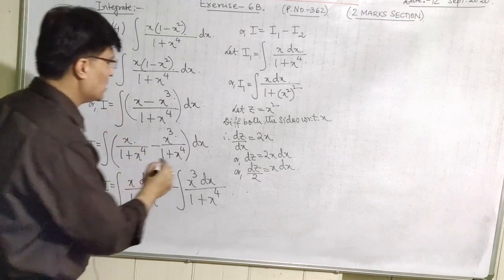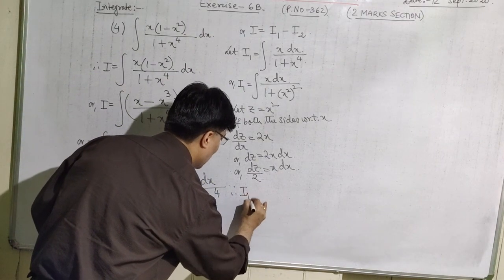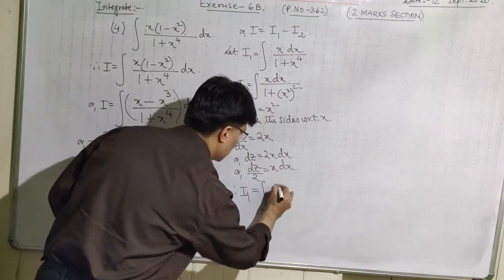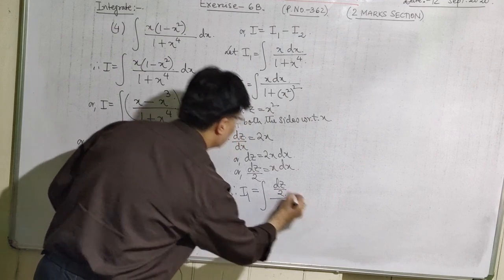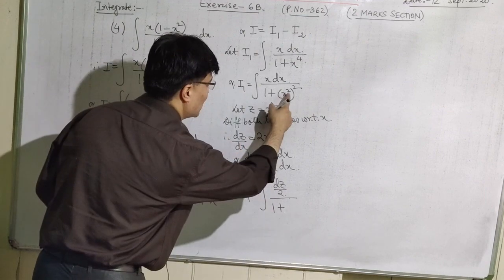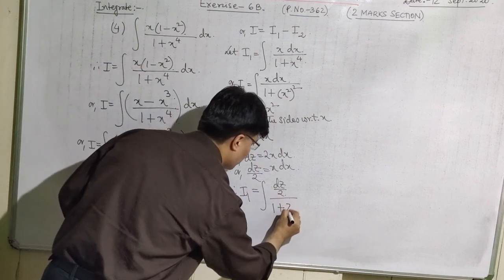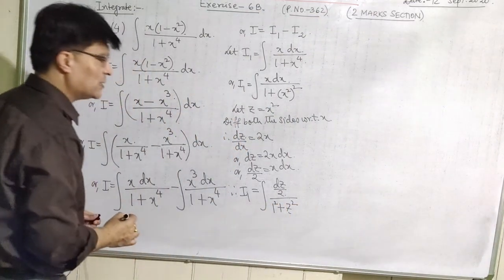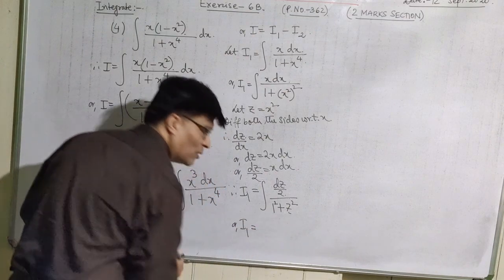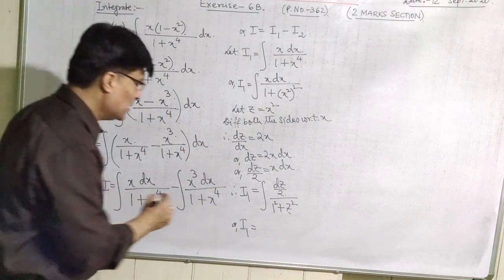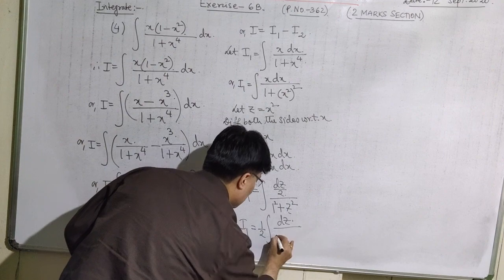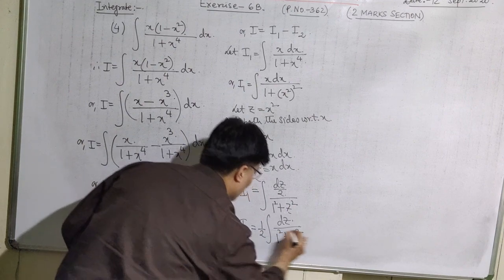I think you have understood it. So what is I1? I1 is equal to the integral of, what is x dx? It is dz by 2, divided by 1 plus what is x square whole square? It is z square, right? And 1 can be written as 1 square. So I1 is equal to, the constant here you can take outside, it is half, integral dz divided by 1 square plus z square.